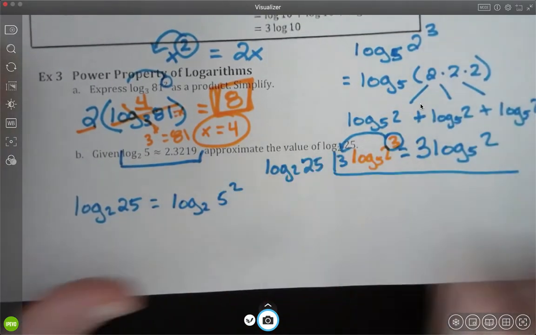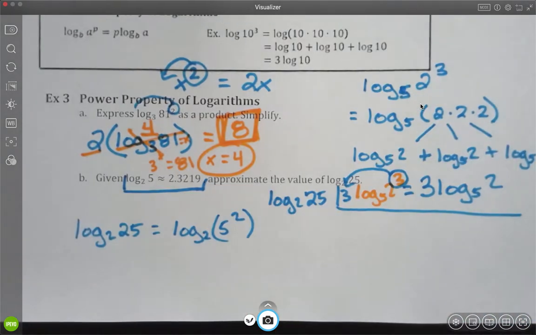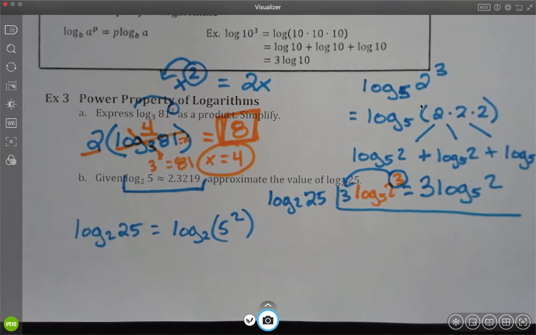We could do that, right? Isn't 25 the same thing as 5 squared? Yeah. Okay. I can put them in parentheses, which makes me feel better, right? But then what does that do? What can I do from here? If I know that 25 is 5 squared, what can I do with that 2 on the top?